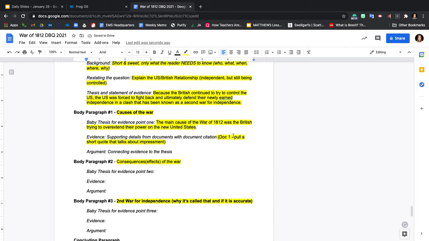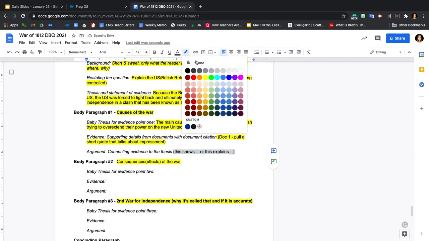And then once you have that quote, you need to connect that evidence to your thesis. So you can't just put that quote there and move on. You have to say something like, this shows or this explains. You need to tell me how that quote makes your point. So it's going to be things like, this shows... or this explains... And you'll need to do that for each piece of evidence you include.